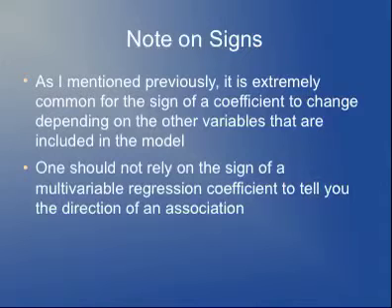It's quite common when you do multivariate regression for the sign of a coefficient to change depending on what other variables you include in the model. So you shouldn't rely on the sign of a multivariable regression coefficient to tell you the direction of an association. We saw in the stack loss data, it looks like if you look at acid concentration by itself, it's a positive association, but you throw in the other two variables in the model, it goes negative. So don't just look at the multivariate coefficient and say there's a negative association between these two, because that may not be true.